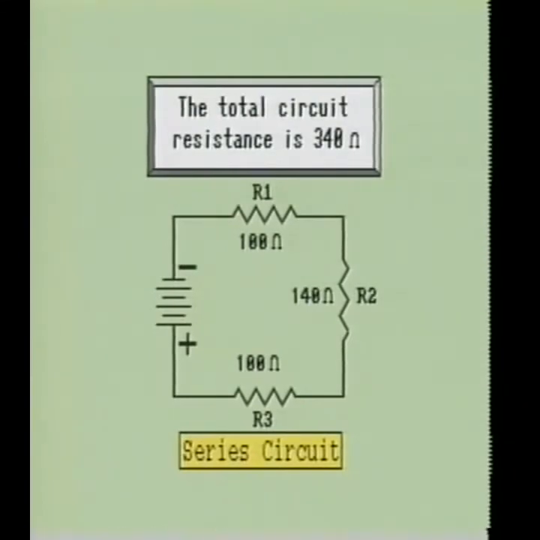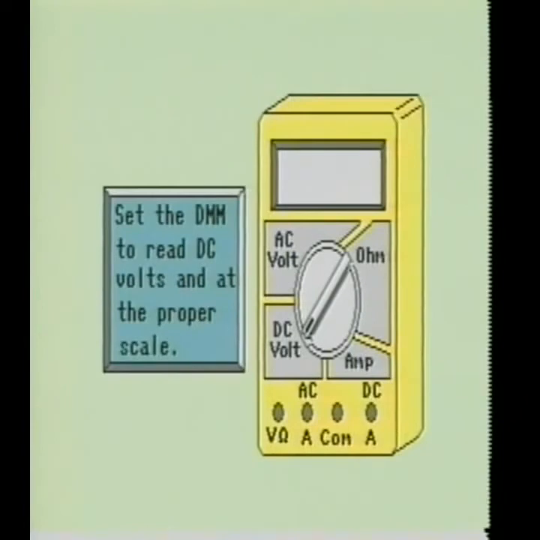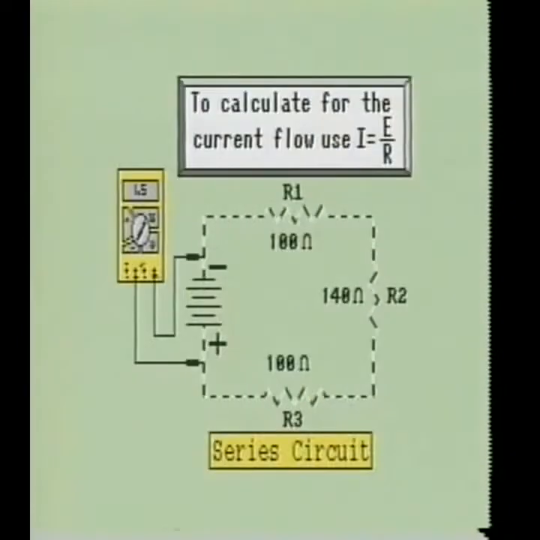Now that we know the total resistance of the circuit, we will measure the voltage across the circuit and calculate for the current flow through the series resistors. Before we take the voltage reading, we must set the DMM to read DC volts. To accomplish this, we will place the meter on the DC volt scale and set it on the 20 volt range. When we connect our meter to the power source, it shows that we have 1.5 volts DC available.